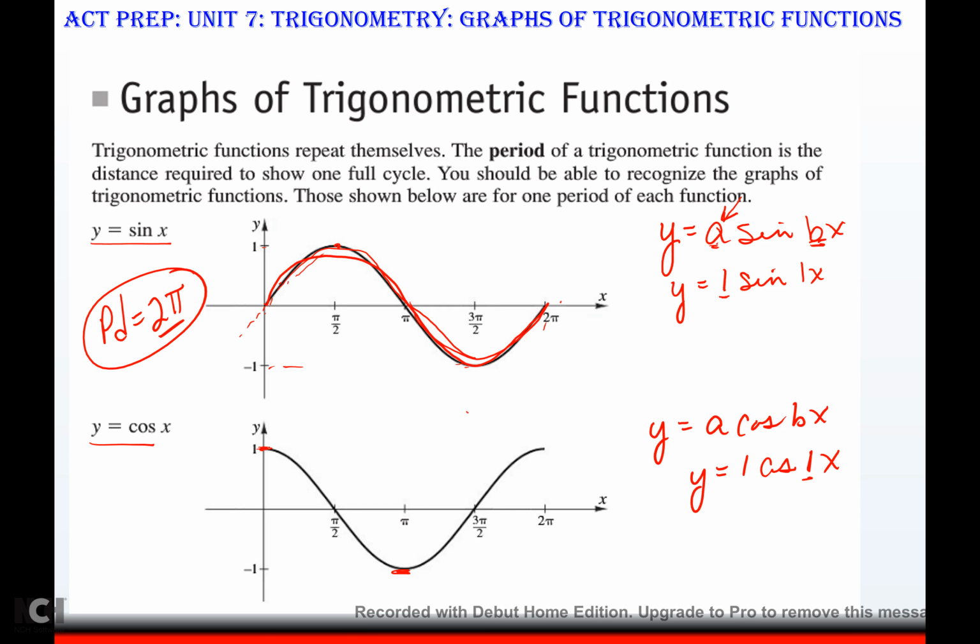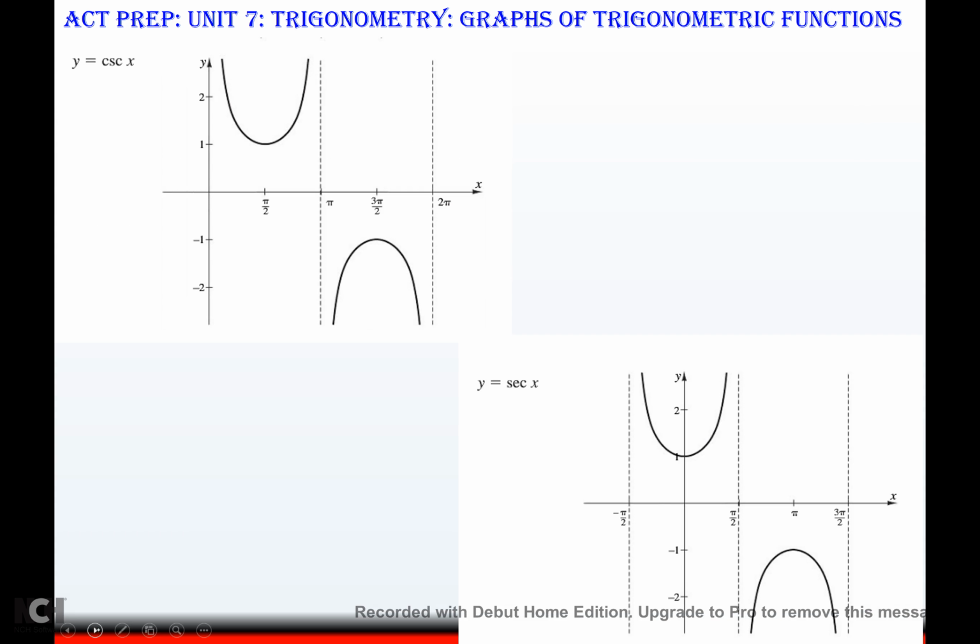For cosine, the only difference is the cosine doesn't start at 0. The cosine starts at its amplitude instead. And then it comes down to the 0, and then to its down amplitude, and then back to 0, and then back to its up amplitude. And that's what one complete period of cosine looks like. Okay? And again, if I change this, then the height of the dips or the peaks will change. And if I change this, that will either lengthen or shorten the distance that it takes to finish one complete cycle of cosine.